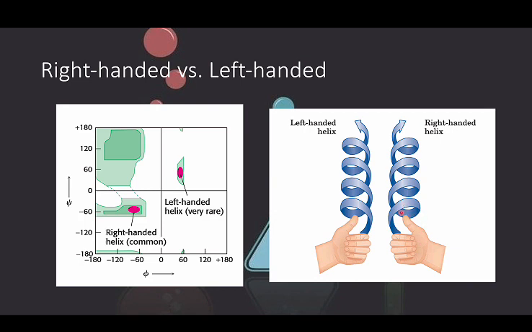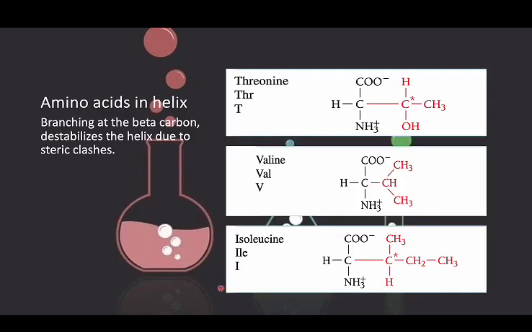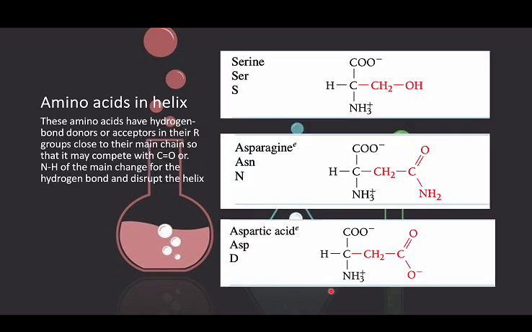You might have already guessed that amino acids act differently in the helix as they have different R groups. For example, branching at the beta carbon atoms, as in valine, threonine, and isoleucine, tends to destabilize a helix because of steric clashes. Or aspartate, asparagine, and serine have hydrogen bond donors or acceptors in their R groups close enough to their main chain so that they may compete with the carbonyl or amide of the main chain for the hydrogen bond and disrupt the helix.